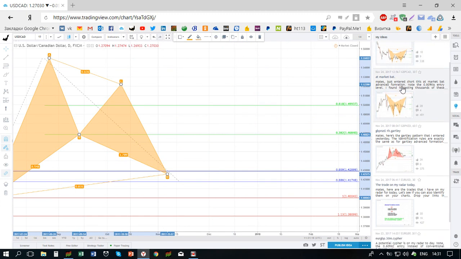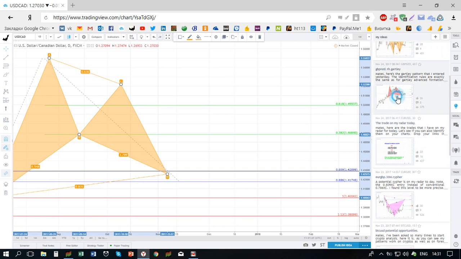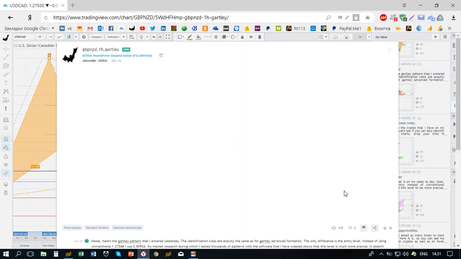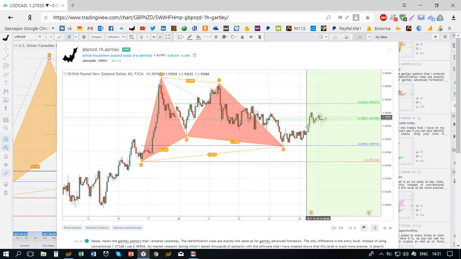You can see that. I don't know what is the best example for that. Pound New Zealand, maybe. The touch and reverse at 80.9. Simple here. Touch and reverse. Godly.